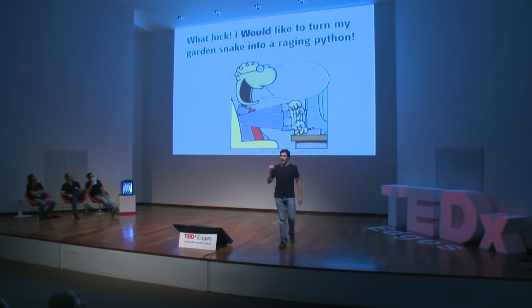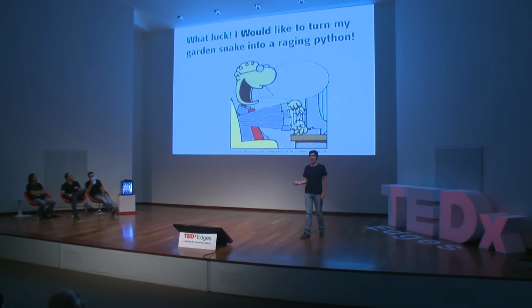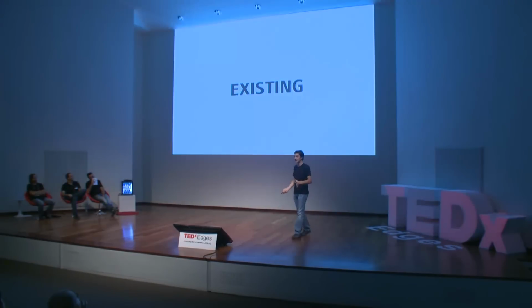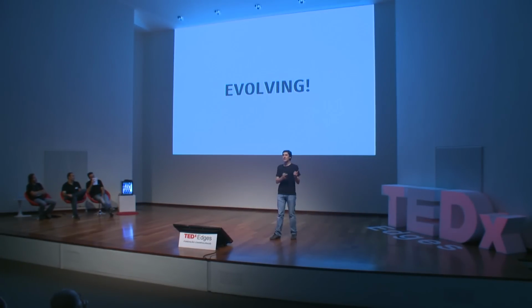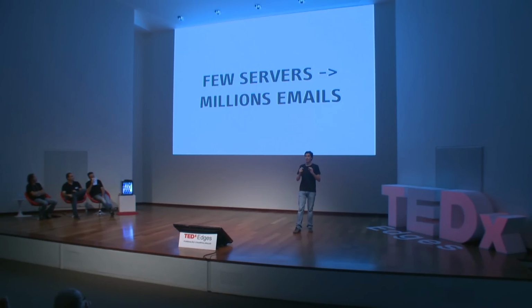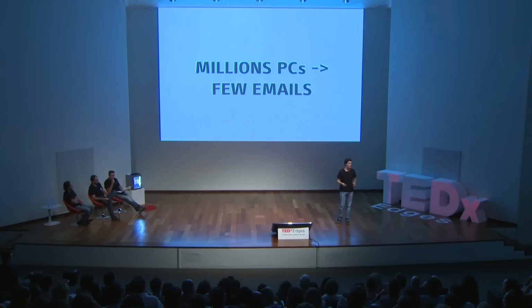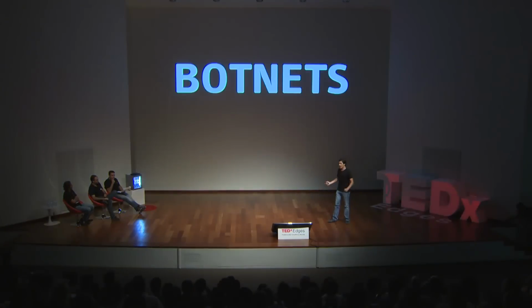Well, while we have people behaving like this character, spam will continue existing and evolving. Some years ago, we had few compromised servers sending millions of emails, but that paradigm has changed. Nowadays what we have is millions of PCs sending just a few emails each. And some of those PCs are owned by some of the people here in this room. Well, this happened because of the botnets.